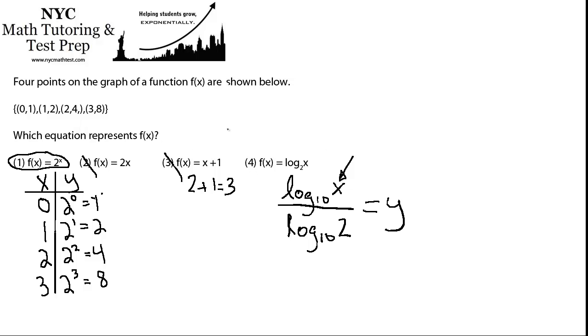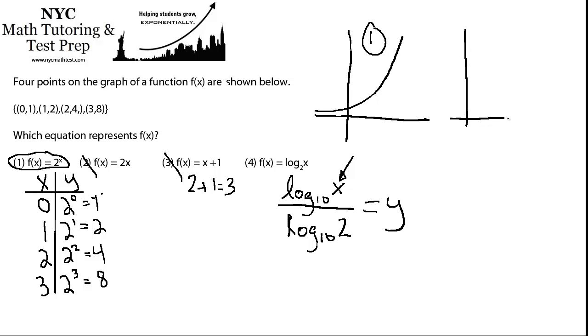It's also helpful for this problem to have a general idea of what shapes each of these functions has. So when we're talking about an exponential function, it might look something like this. That's the general shape of 2 to the x. So that's 1. When we're talking about 2x, that's a linear function with a slope of 2. So that might look like this. So this is the second one.